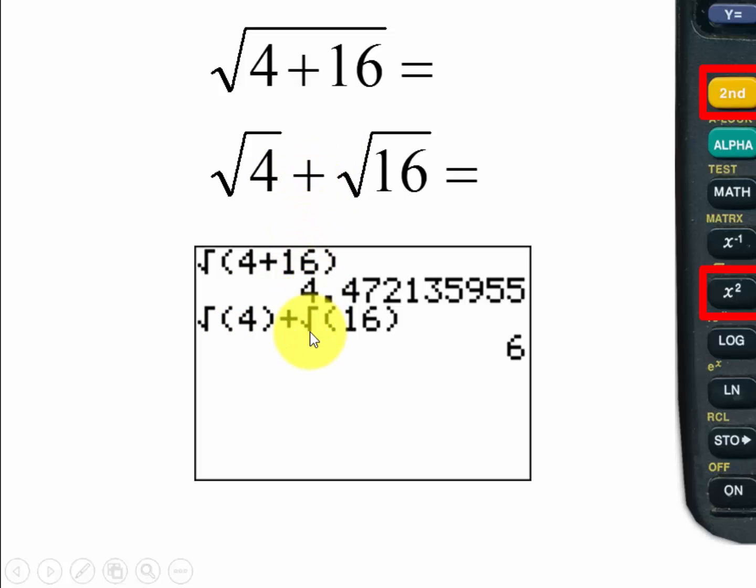For the second problem, we type second x squared, type in the 4, close the parenthesis, then hit plus, then again second x squared to get the square root symbol. We type in 16, close the parenthesis, hit enter, and we get 6. Square root of 4 is 2, plus square root of 16 is 4. 2 plus 4 is 6.